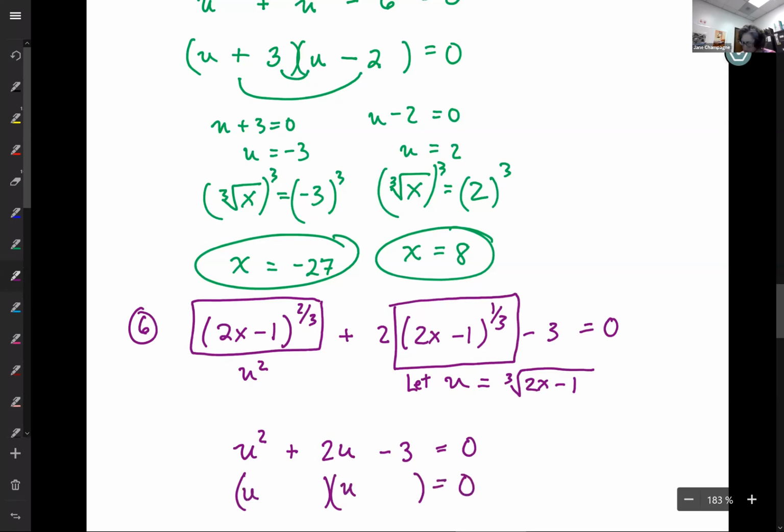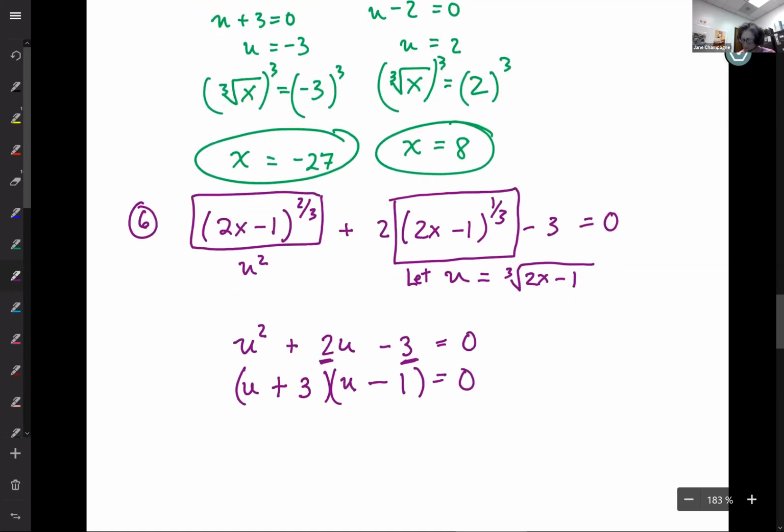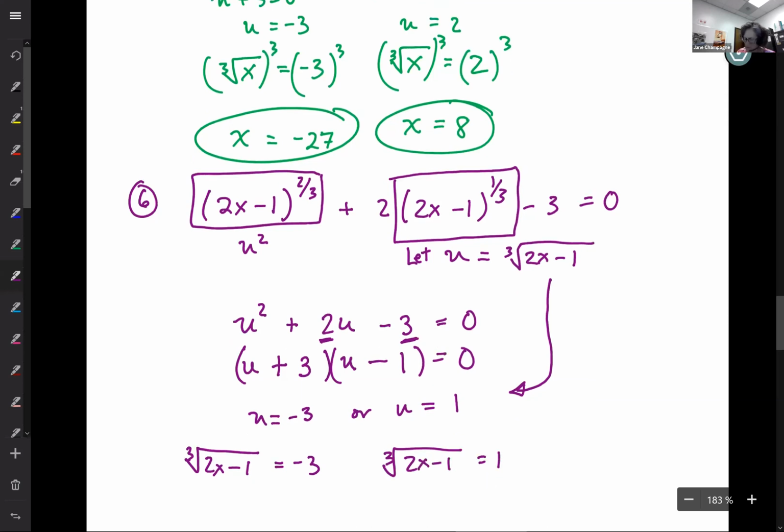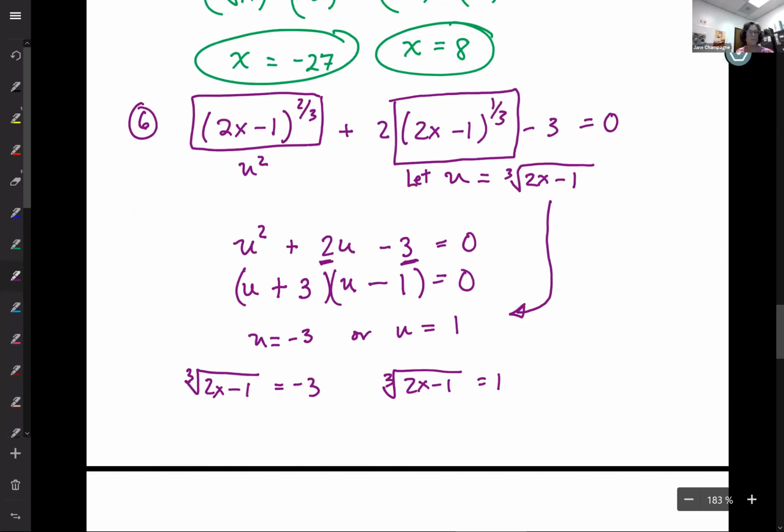Factor u and u. Let's see, two numbers that multiply to give you negative 3 and add to give you a positive 2 would be plus 3 and minus 1. So u equals negative 3, or u equals positive 1 when you set each of those equal to 0. So then you go back to x by substituting back: the cube root of 2x minus 1 equals negative 3, and the cube root of 2x minus 1 equals 1. So now you've got to solve those two equations.